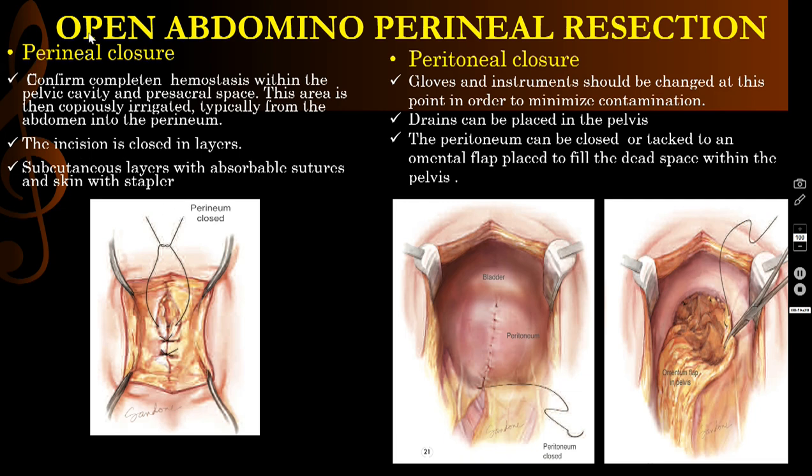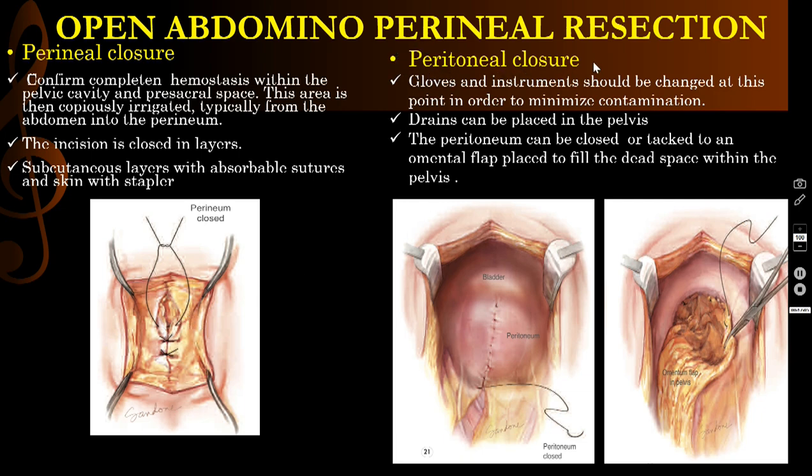The next step is perineal closure. You have to confirm the complete hemostasis within the pelvic cavity and presacral space. This area is then copiously irrigated, typically from abdomen into the perineum. The incision is then closed in layers, subcutaneous layers with absorbable sutures, as many layers as possible, and skin with a skin stapler. This is how you have to close it with interrupted absorbable sutures in as many layers as possible. If there is enough levator, you have to close it separately.